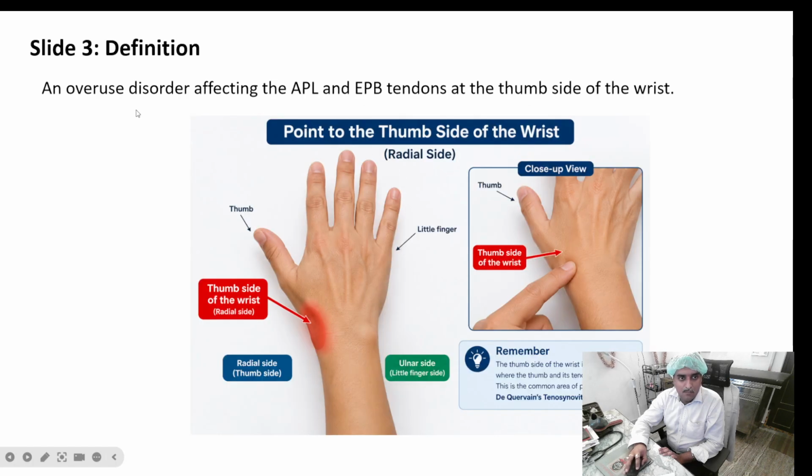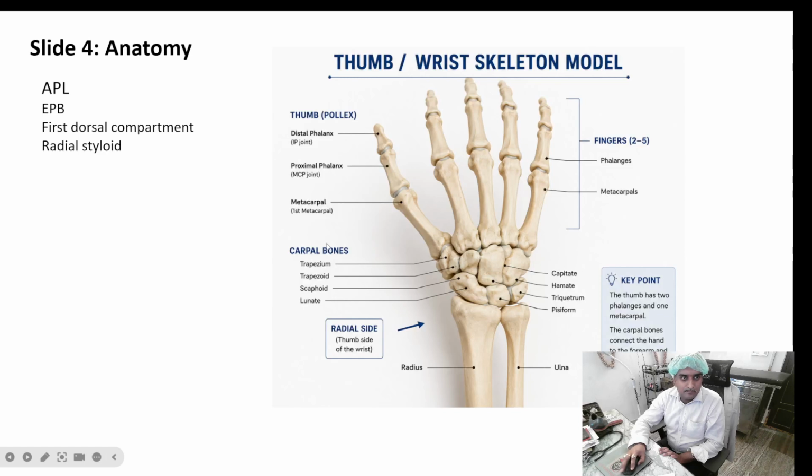Definition: an overuse disorder affecting the APL and EPB tendons at the thumb side of the wrist. So this is the thumb side of the wrist, the radial side where the thumb and its tendons are located. This is the common area of pain in De Quervain tenosynovitis. In the anatomy: APL, EPB, first dorsal compartment, radial styloid.